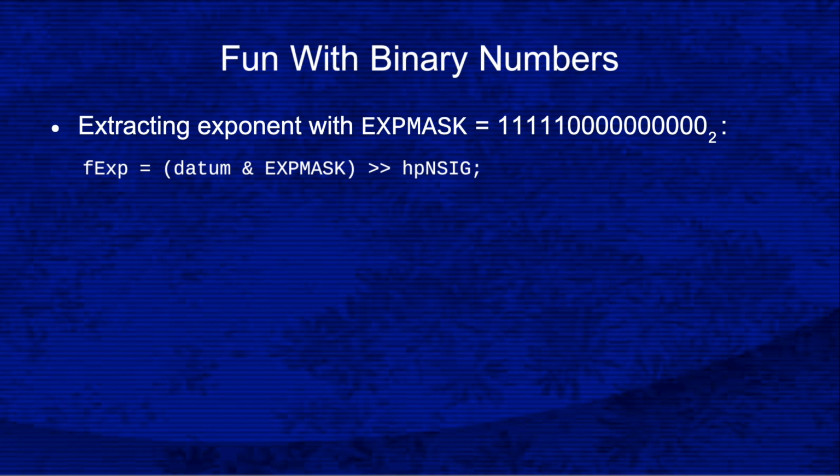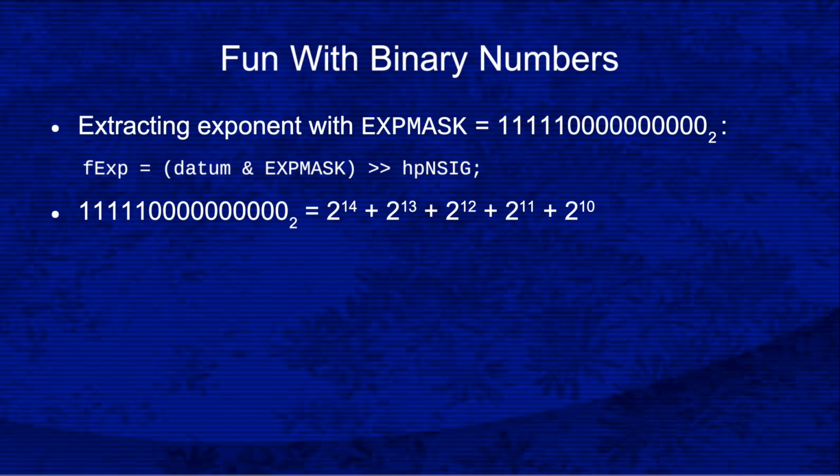The logic to extract the biased exponent could have been done differently if I had used a different definition for the mask. If the mask had been 5 ones followed by 10 zeros, that is the hexadecimal value 7C0, then I could use the statement fexp is equal to the quantity datum anded with exp mask, shifted right by hpn sig to extract the exponent.